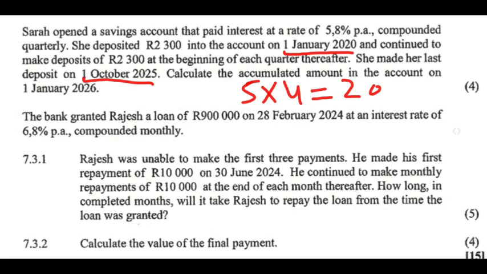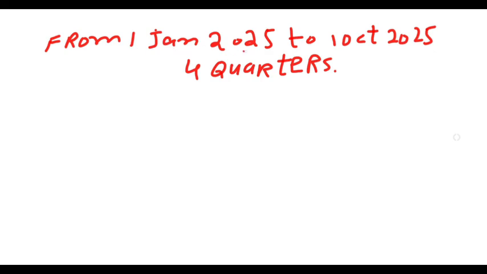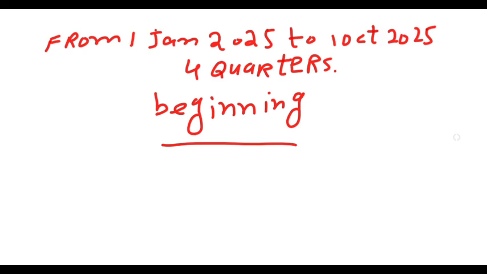The deposits are made at the beginning of each quarter. So you must remember, the deposits are made at the beginning of each quarter. So don't forget this one. I can write down the quarters detail. So we go to 2020, and at the beginning of January, he paid 2,300.